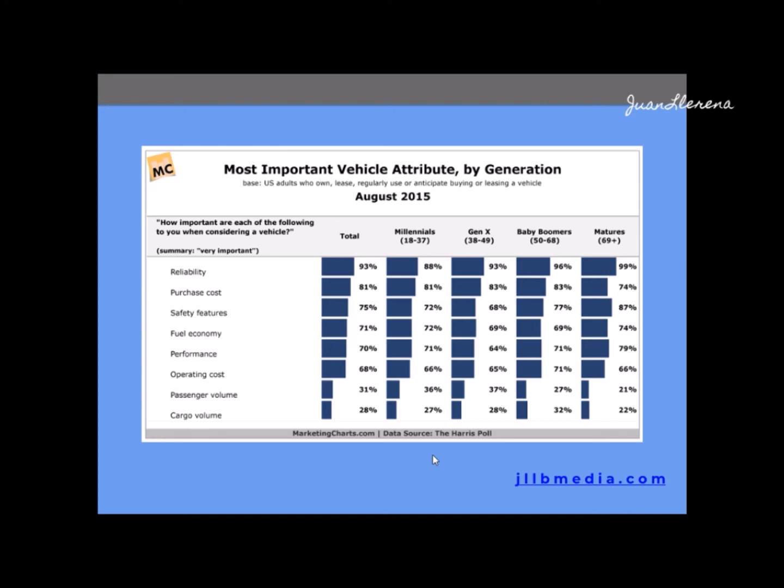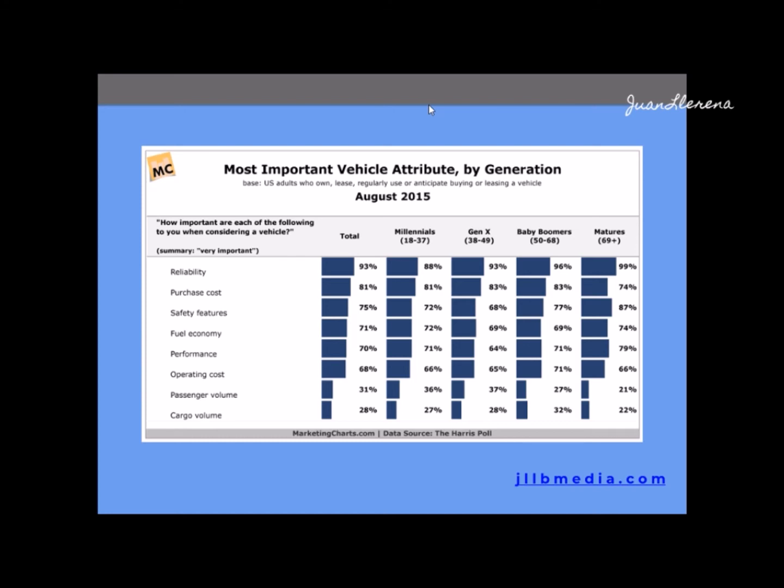Same with cargo volume. It depends on where they're at or what they're doing. But it's just interesting to see that even the different generations look at different brands and look for different aspects as more important.